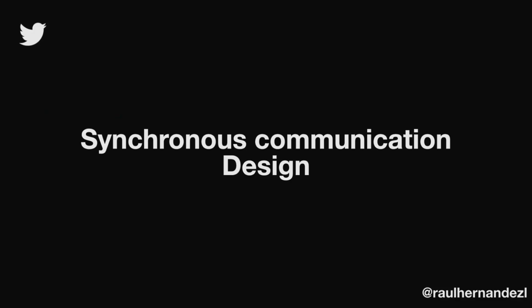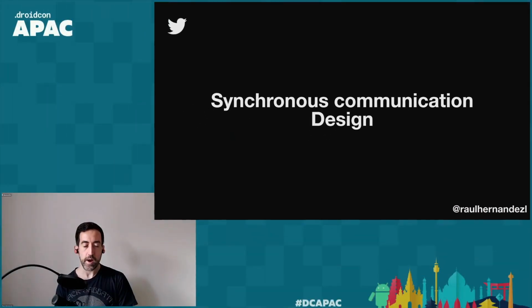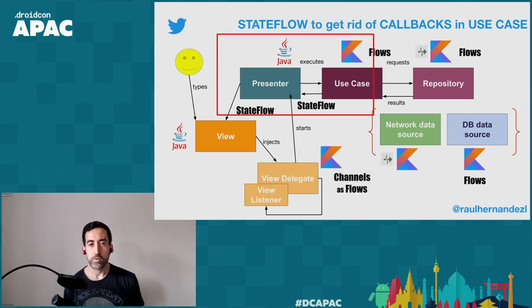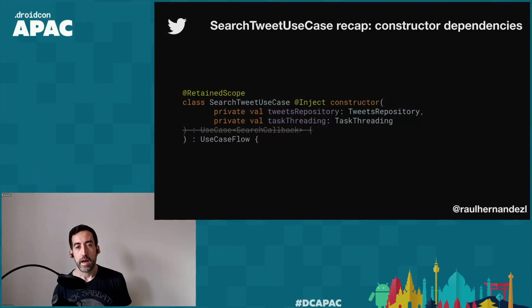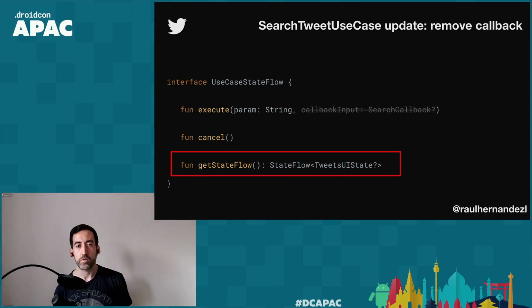Very cool. So now, asynchronous communication design. We are almost ready to finish here. So we want to migrate everything to return StateFlow instead of callbacks. And for that, the search tweet use case won't have callbacks anymore. So we can remove this contract. We can use a new one with use case StateFlow. We'll remove the different callbacks because we don't need them anymore. We'll expose StateFlow with getStateFlow to the different stakeholders.